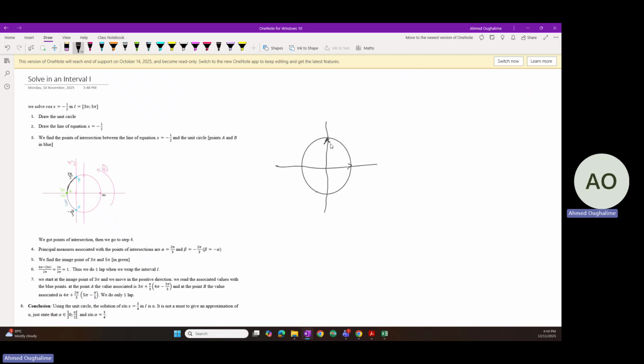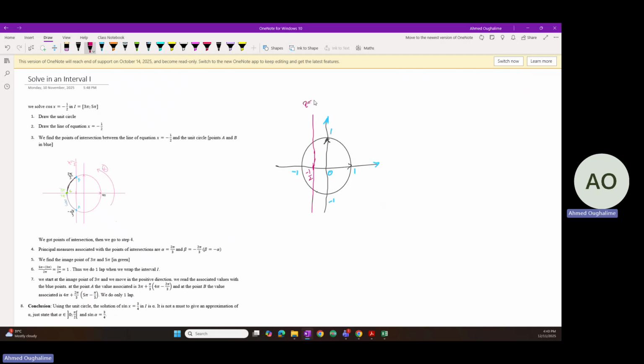So the steps are that we draw the unit circle first, then we draw the line of equation x equal to negative half. So this is 0 here, this is 1 here, on the x and y axis. Okay, so my line is the line of equation x equal to negative half. So negative half is somewhere here. Then I draw the line of equation x equal to negative half.